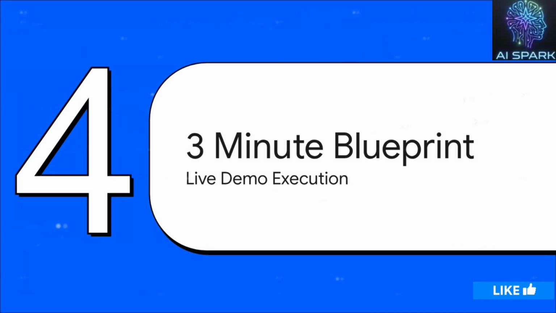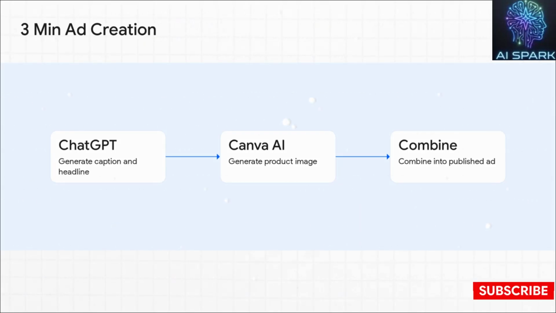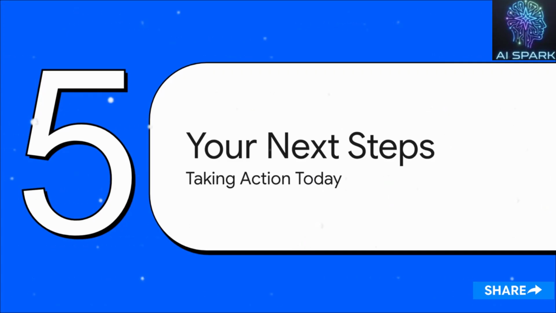Okay, Section 4, the 3-minute blueprint, live demo execution. Going from zero to a live campaign really just takes 3 simple steps. Step 1, open up ChatGPT and ask it for a snappy headline and a persuasive caption for your product. Step 2, jump right into Canva AI, feed it a quick prompt describing your product in a beautiful setting, and let it generate the image. And Step 3, download the image, copy the text, and stick them together right inside your Facebook or Instagram ad manager. That's it. Generate the text, create the image, hit publish. 3 steps, under 3 minutes. Mind-blowing, right?